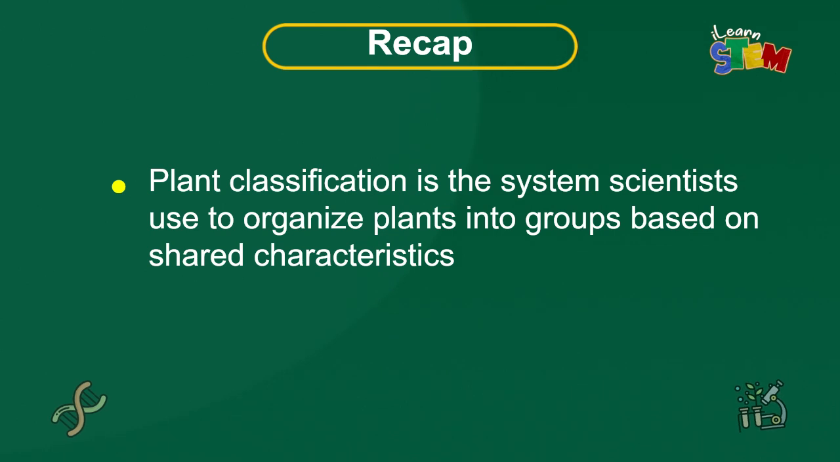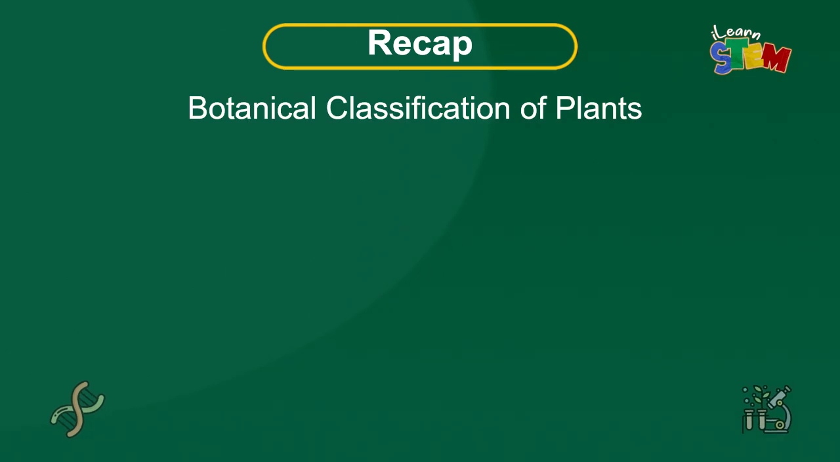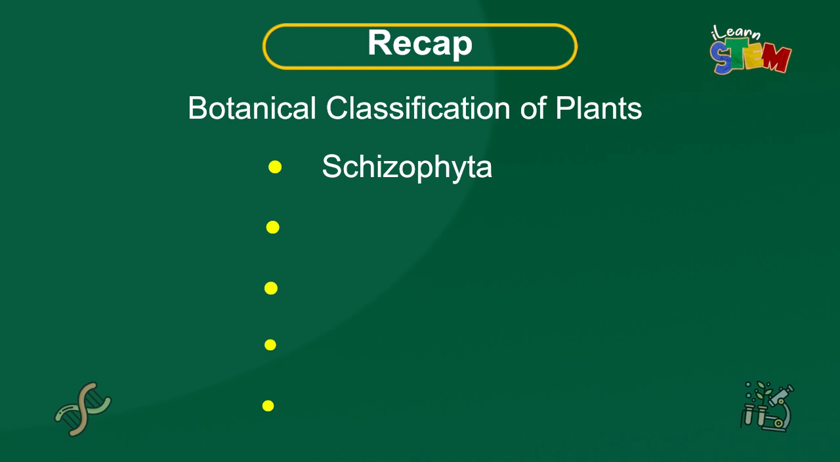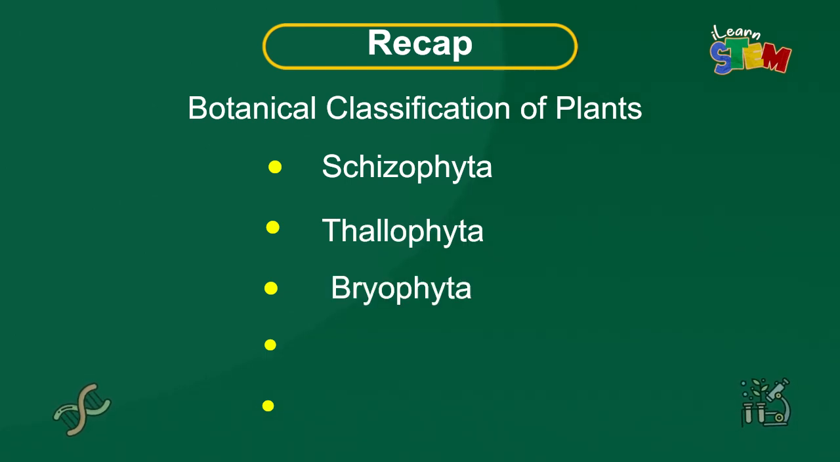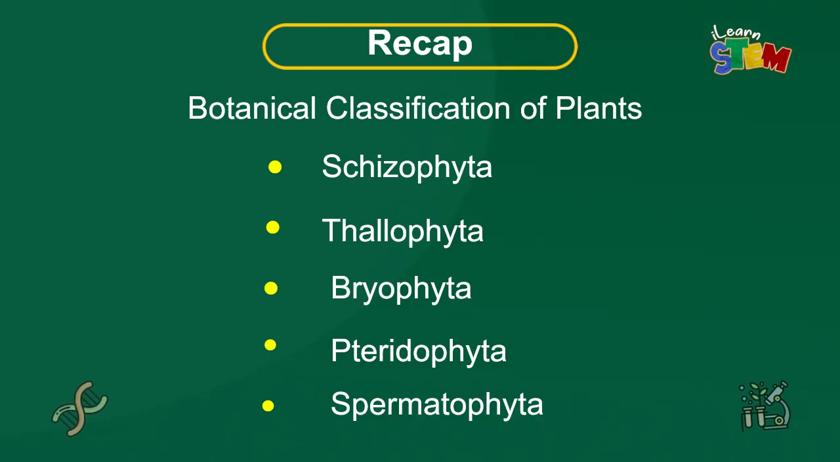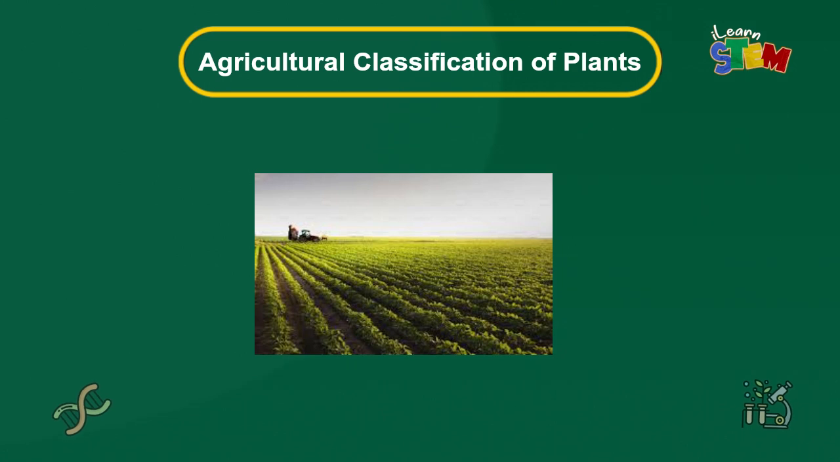In our last class, we defined plant classification as the system scientists use to organize plants into groups based on shared characteristics. We also grouped plants based on their botanical classification, such as Schizophyta, Thallophyta, Bryophyta, Pteridophyta, and Spermatophyta. Today, we will look at the agricultural classification of plants.